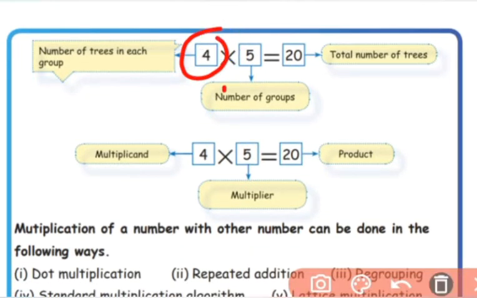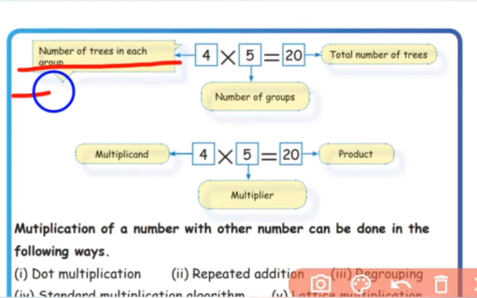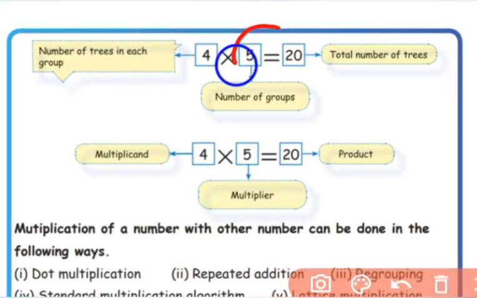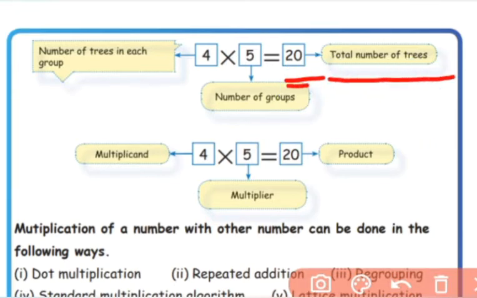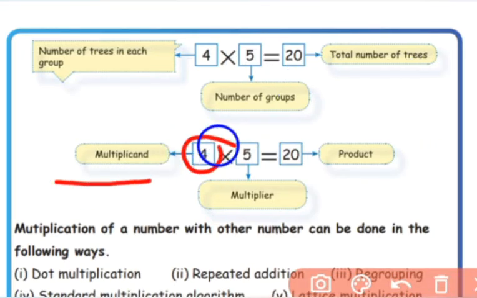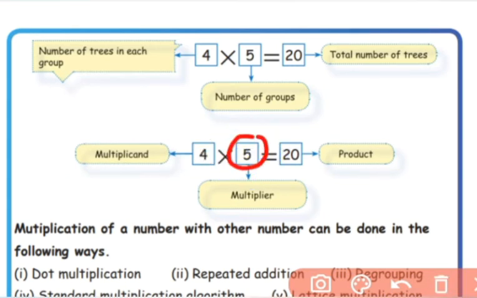Four is the number of trees in each group. 5 is the number of groups. 20 is the total number of trees. See, 4 is a multiplicand, 5 is a multiplier, and 20 is a product.